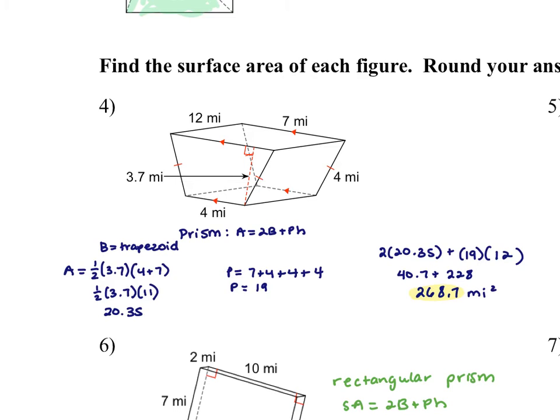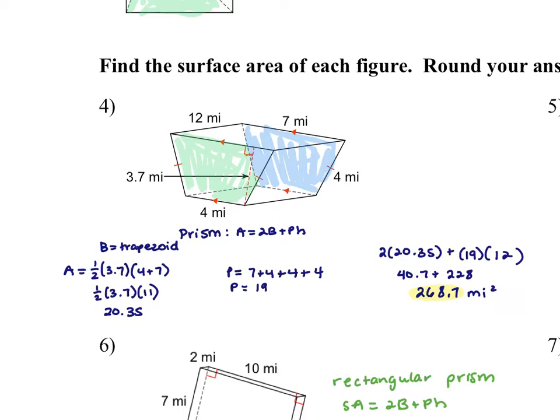So for number 4, this is a prism, and the shape that is the base is a trapezoid. So this one is not sitting on its base. The base is actually over here, or if you're looking at the back, it's back here. So you have 2 trapezoids, and then the other shapes are parallelograms. So those would be the other faces.